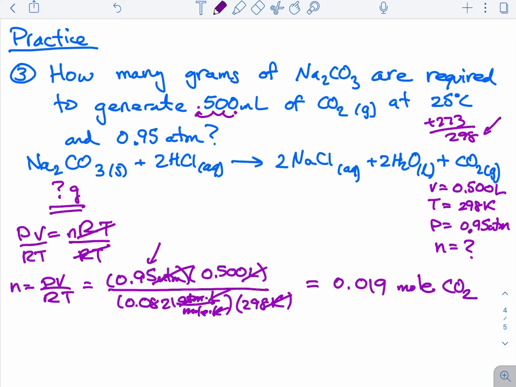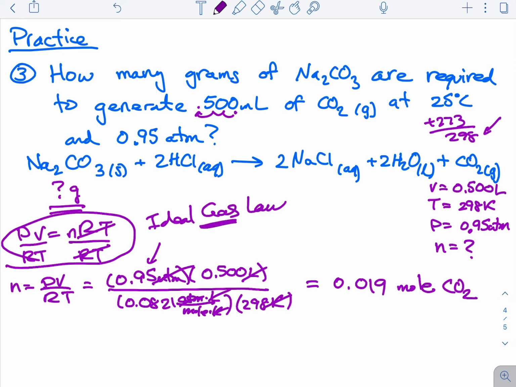Now, what is that moles of? That's moles of CO2, right? Because this thing over here is the ideal, say it with me, ideal gas law. So that always gives you moles of the gas. But I asked you for grams of another substance over here. So now we've got to do a little stoichiometry.